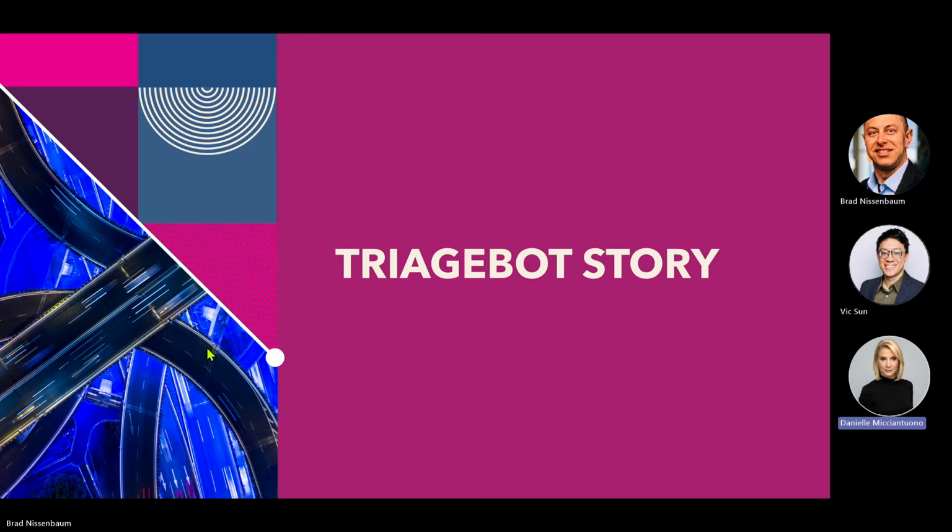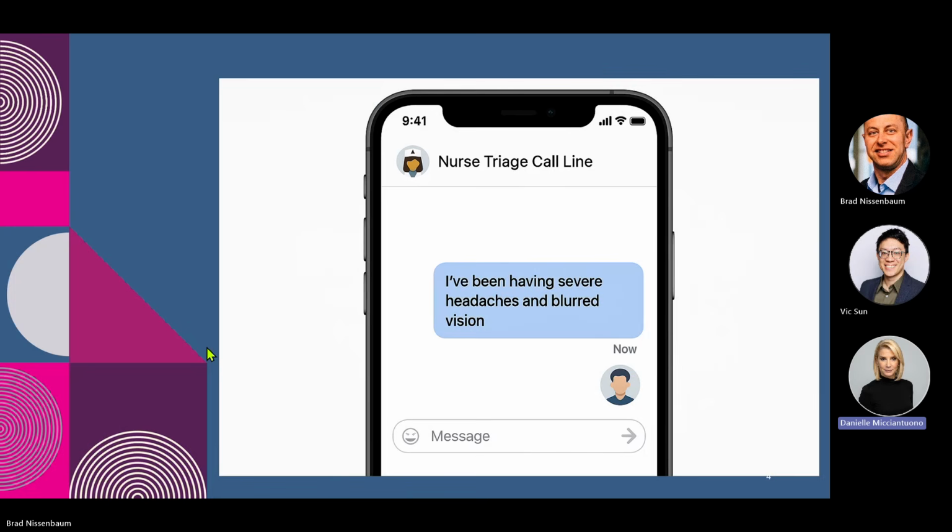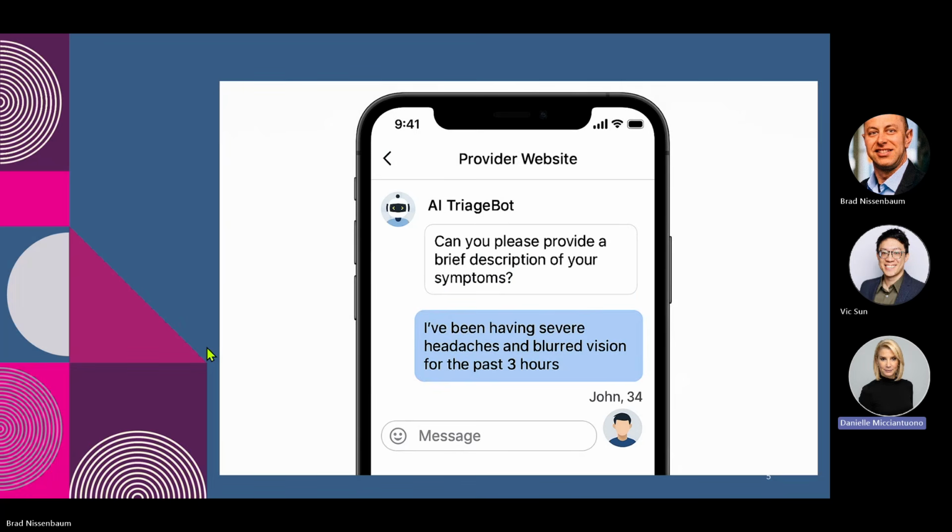So we put together a really, really high level nurse triage storyline. We've got a patient that's writing in and basically saying, I've been having severe headaches and blurred vision. And the triage chatbot basically says, can you provide a brief description of your symptoms? What's going on? Well, these are a little bit out of order. But anyway, John says, I've got a headache and blurred vision for the past 3 hours.